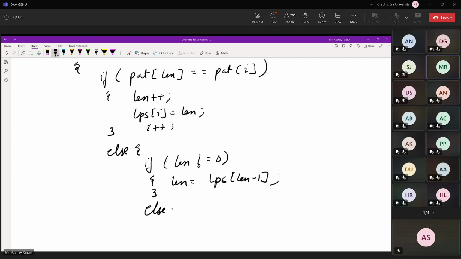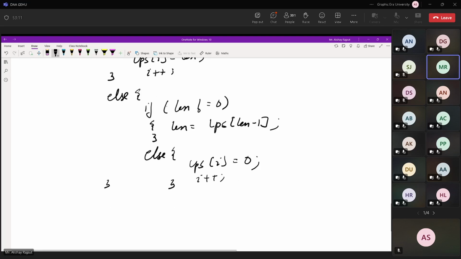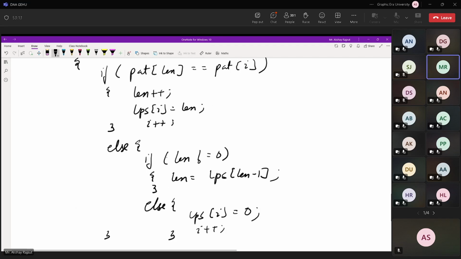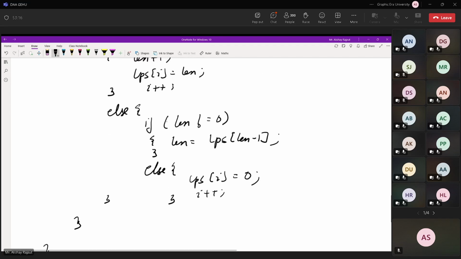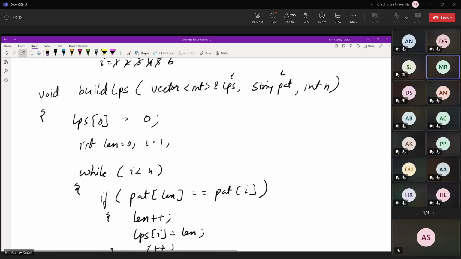Else, if len is 0, then what are we going to do? LPS of I equals 0 and I plus plus. Now we are not going to change len here, and this else is done, and this while is done, and this is also done. This is how we are going to build the LPS array. Simple as this. Few lines of code. We don't need to worry about it. Just make sure you understand how the LPS array is formed. Is it okay with everyone? Are you getting what I'm saying?